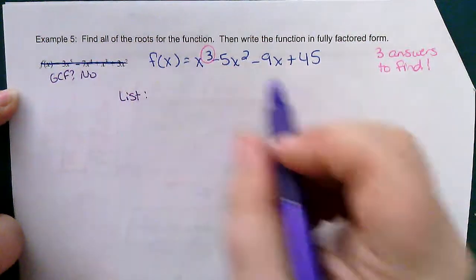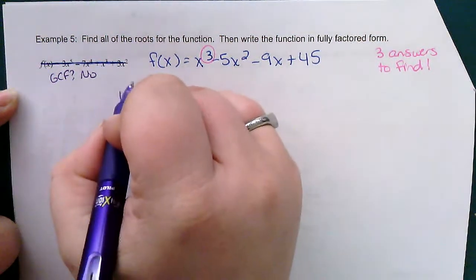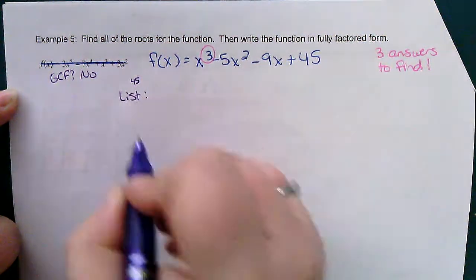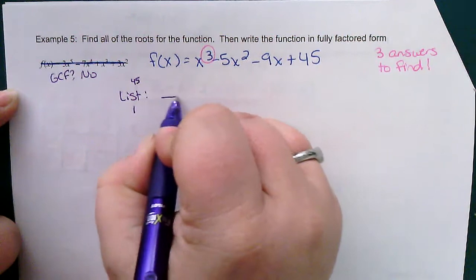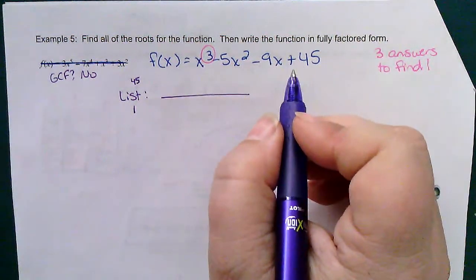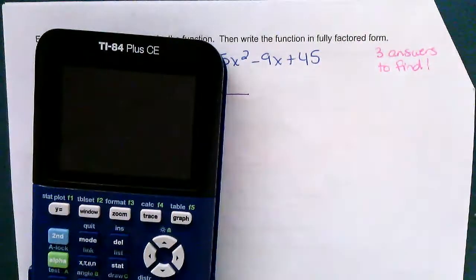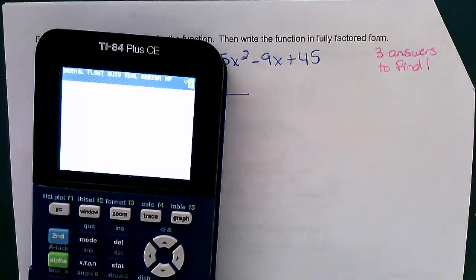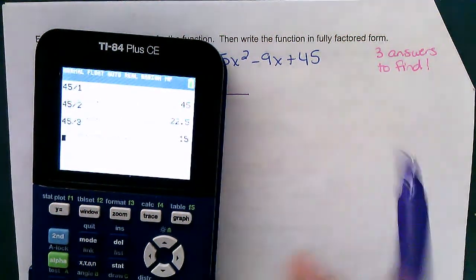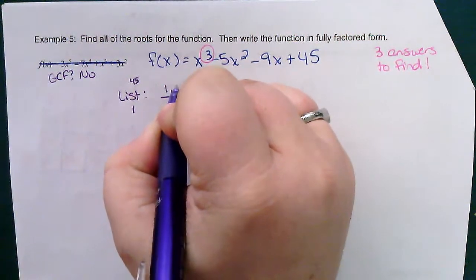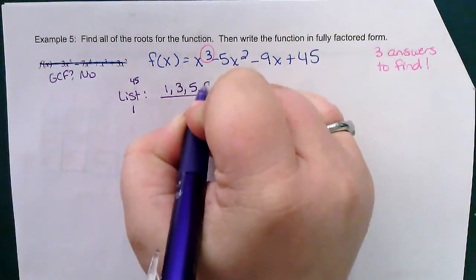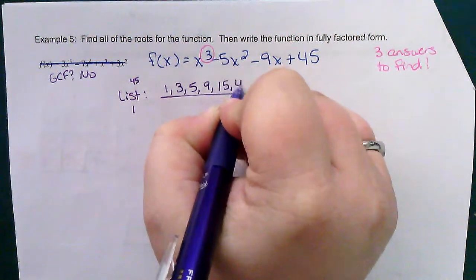So list, test, rewrite. To make our list, we need factors of the constant, which is 45, divided by factors of the leading coefficient. And there's not a number there, so it's 1. So what are the factors of 45? Well, if you don't know, you could just grab a calculator and start dividing 45. Does 45 divide by 1? Yep. Does 45 divide by 2? No, because that gives me a decimal. Does 45 divide by 3? Yes. Okay? And you would keep going until you get them all. But for speed's sake, I'm going to give them to you. 1, 3, 5, 9, 15, and 45.